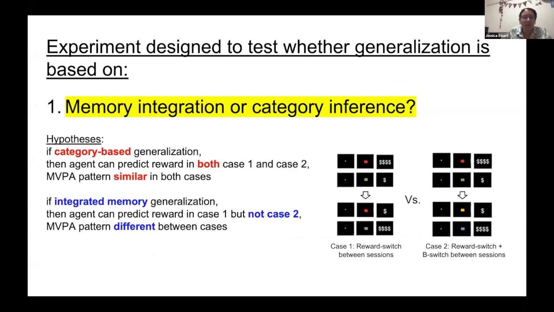And our hypothesis related to that is that if it is category-based generalization, then the agent should be able to predict reward in both of these two cases that I've explained. And if we look at the MRI data, the MVPA patterns in the second sessions shouldn't be that different if they're just basing this on category. Whereas on the other hand, if it's a more integrative memory kind of generalization, then we think that the agent should be able to predict reward in the first case, but not the second. And the patterns of neural activity should be completely different in these two sessions.